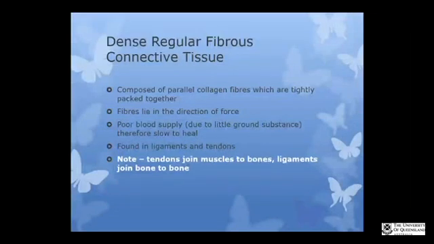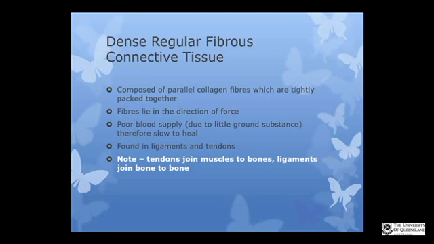Dense regular tissues. Now, dense regular fibrous connective tissue is composed of parallel collagen fibers which are tightly packed together. As opposed to the loose one where you had lots of matrix, in the dense one you've got lots of fibers. The fibers lie in the direction of the force that you're putting on them. Because they've got lots of fibers and very little ground substance, they've got a very poor blood supply, and that can make them slow to heal.